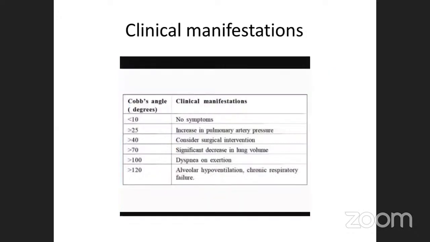Clinical manifestations based on the Cobb's angle severity. If Cobb's angle is less than 10 degrees, there are no symptoms. Cobb's angle greater than 25 degrees, there is increase in pulmonary artery pressure. Greater than 40 degrees, surgical intervention is considered. Greater than 70 degrees, there is significant decrease in lung volume. Greater than 100 degrees, there is dyspnea on exertion. Greater than 120 degrees, there is alveolar hypoventilation and chronic respiratory failure.